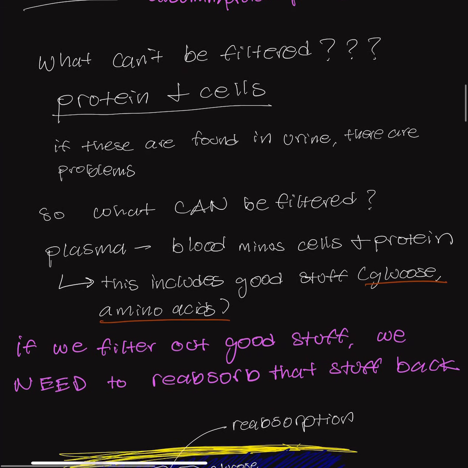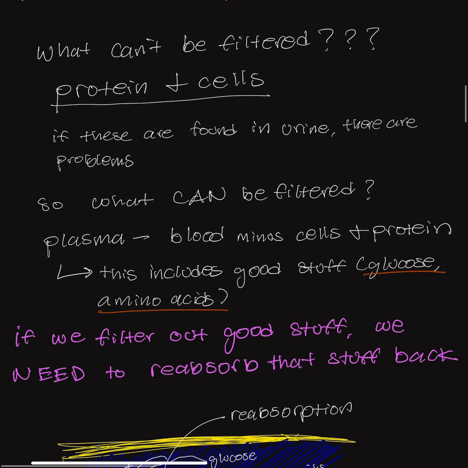What can't be filtered? That's an important question, because the capillaries are not fully open to anything, right? Certain things can't leave, and that's protein and cells. So you're not ever going to see, in a healthy patient or someone producing urine without any real problems with their kidneys, red blood cells. You're not going to see albumin. So if they're found in urine, that's an indication there's a problem.